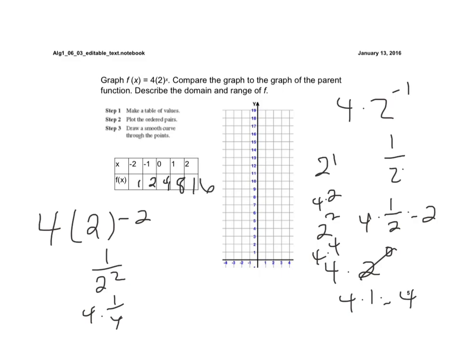And now I plot these points. So negative 2, 1. Then I have negative 1, 2. I have 0, 4. I have 1, 8. And I have 2, 16. As you can see, my graph is going to go like this. It increases very rapidly. And that's the graph of f of x equals 4 times 2 to the x. That would be called an increasing function.